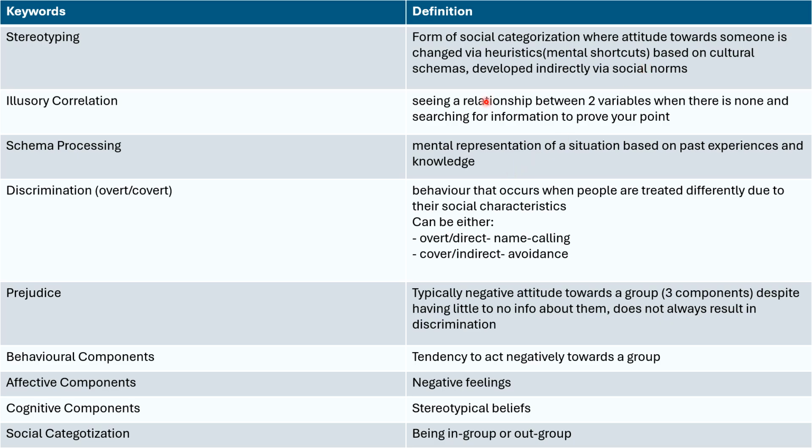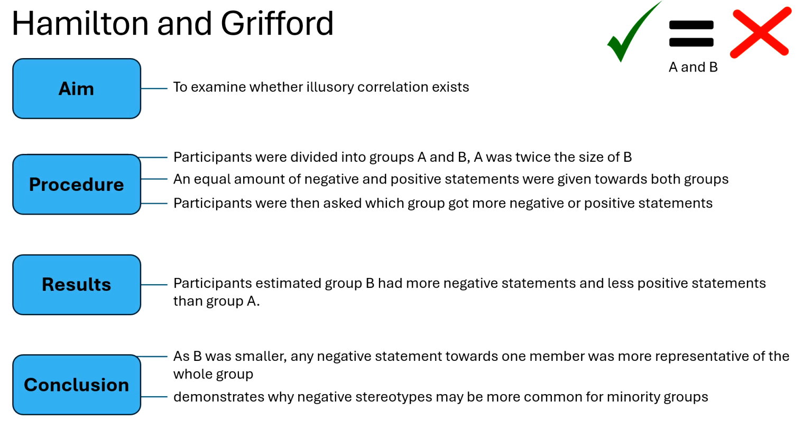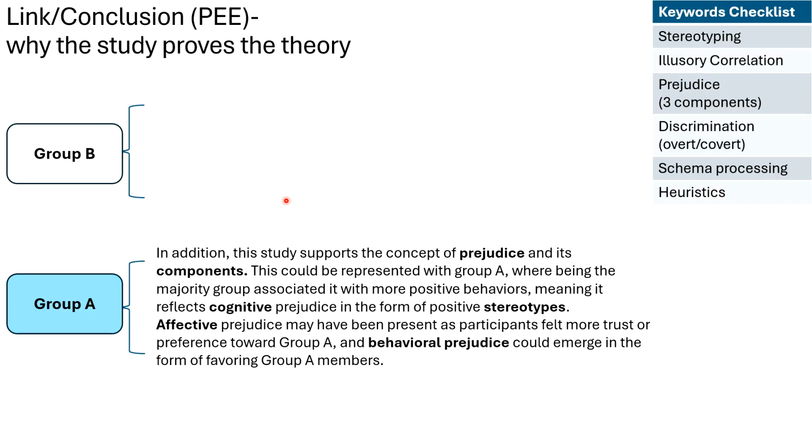All right. I really do think that Hamilton and Gifford is the easiest study in the whole IB psychology course. I mean, just read this and I think you would understand it straight away. Just have in mind they were given the same amount of negative and positive statements, yet in the results, Group B has been estimated to have more negative statements and less positive statements, when we know that it's objectively not true. This then also applies to the last paragraph.